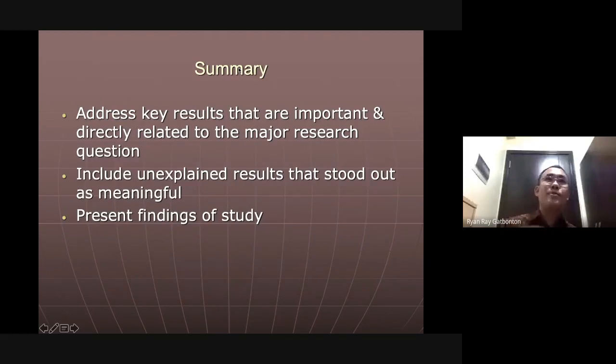Now, once you're done with your discussion and your data presentation, you have to write a summary of your research findings. In writing your summary, you have to address the key results that are important and directly related to your research question. It includes unexplained results that stood out as meaningful. Because sometimes you encounter results that you did not really intend to study, but those findings have meaning. Okay?